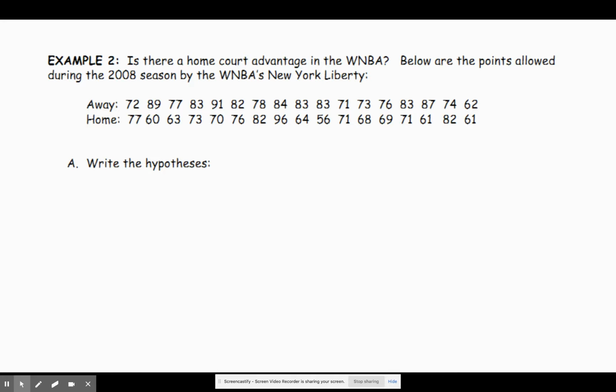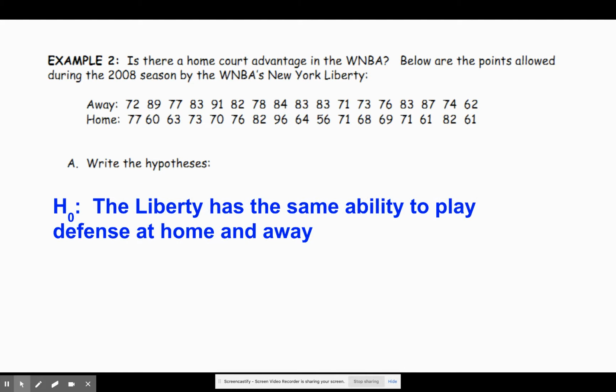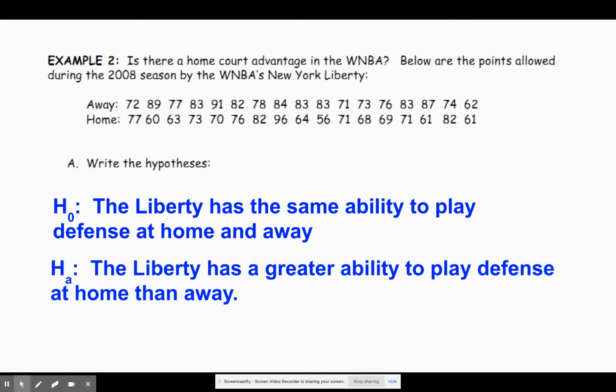We're going to start by writing our hypotheses. And remember, we start with a null, which is always that there is no difference between the two contexts. So the Liberty has the same ability to play defense at home and away. We always want to state our hypotheses in terms of their ability to do something. The alternative then will be that the Liberty has greater ability to play defense at home than away, because that's the question that the prompt is suggesting.